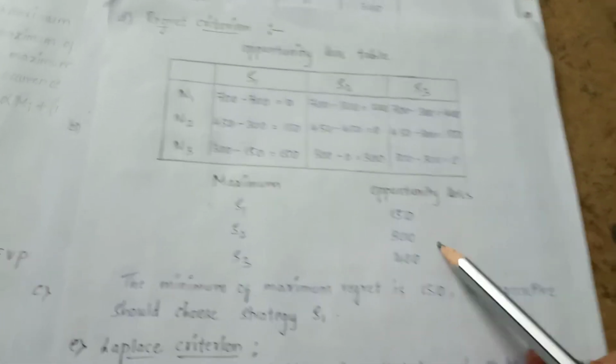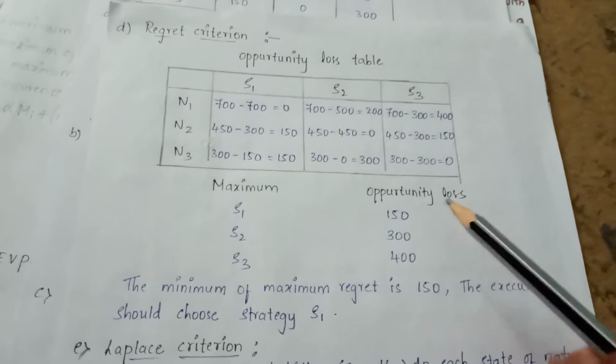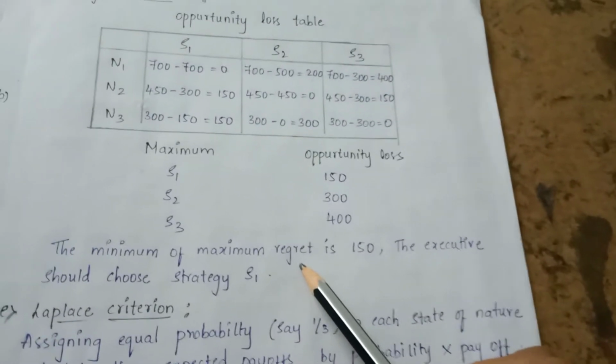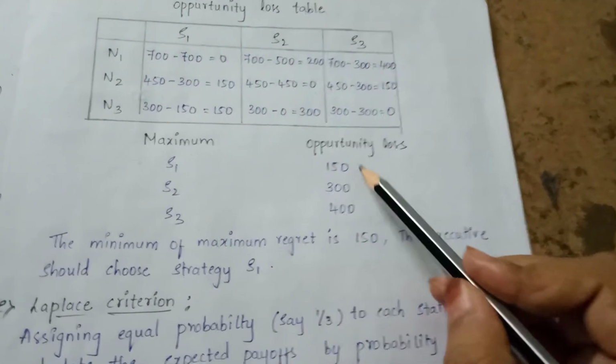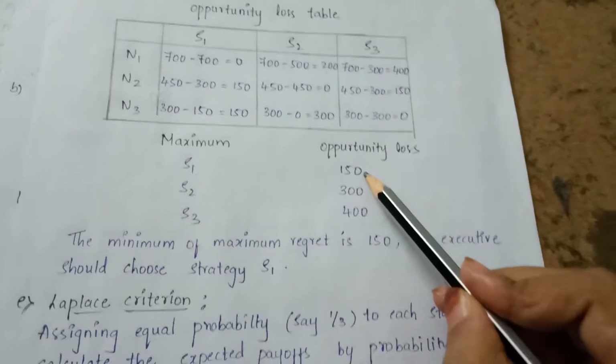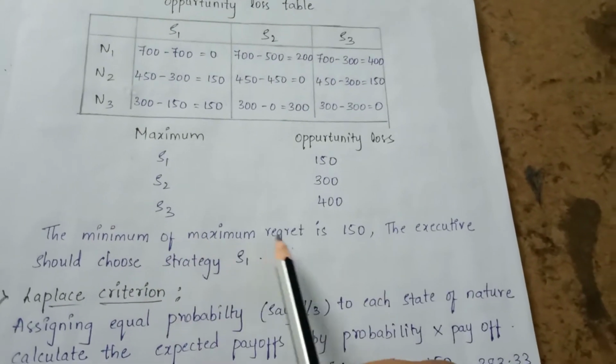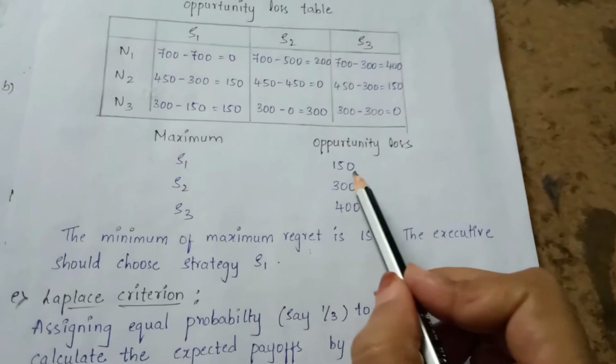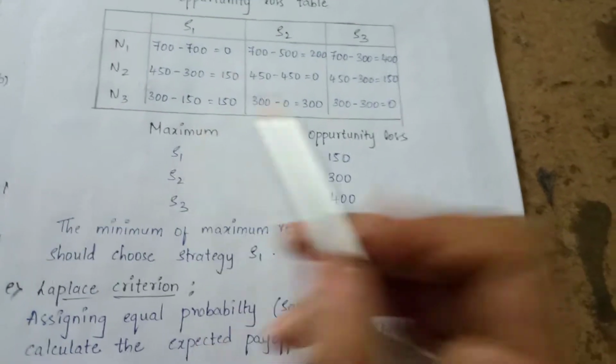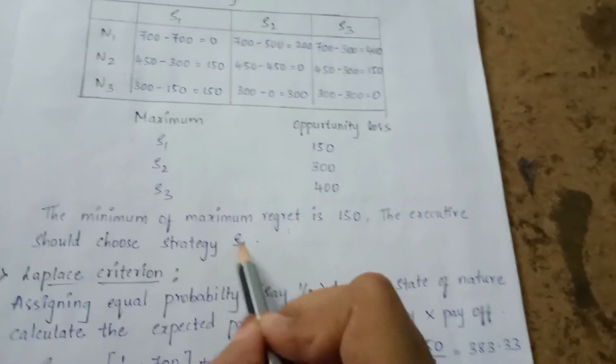The maximum regret value we have to take. From these maximum regret values, students, we need to take the minimum of the maximum regret. In these three values, the minimum value is, students, 150. So the minimum of maximum regret is 150, which is coming under strategy S1. So the executive can choose the strategy S1.